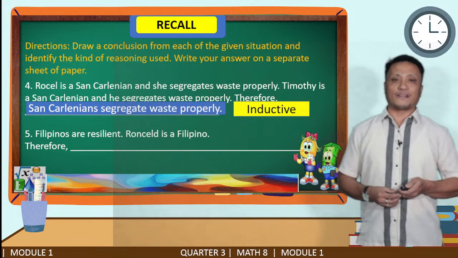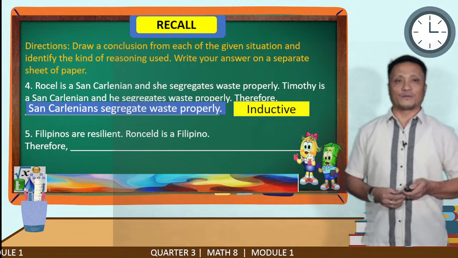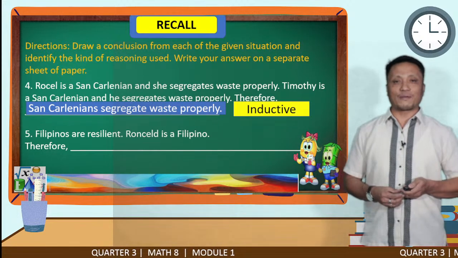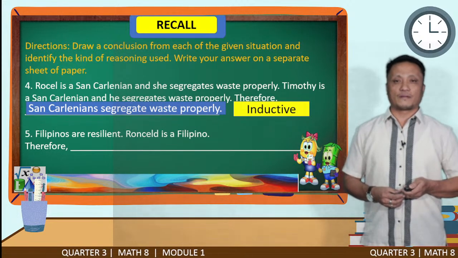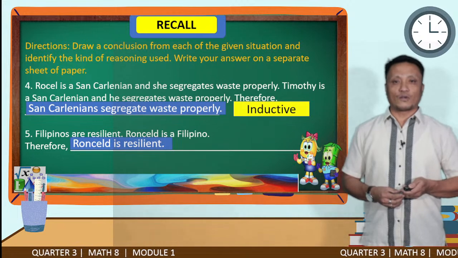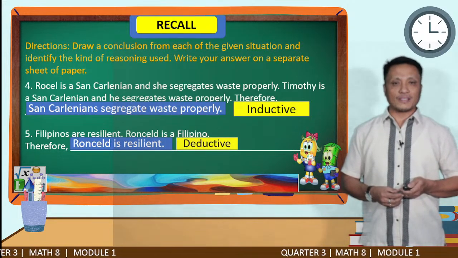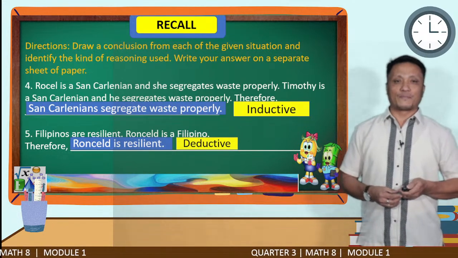Filipinos are resilient. Ronseld is a Filipino. Therefore, what is your conclusion? I'll give you time to answer this. Ronseld is resilient. What kind of reasoning is this? Deductive. Very good.